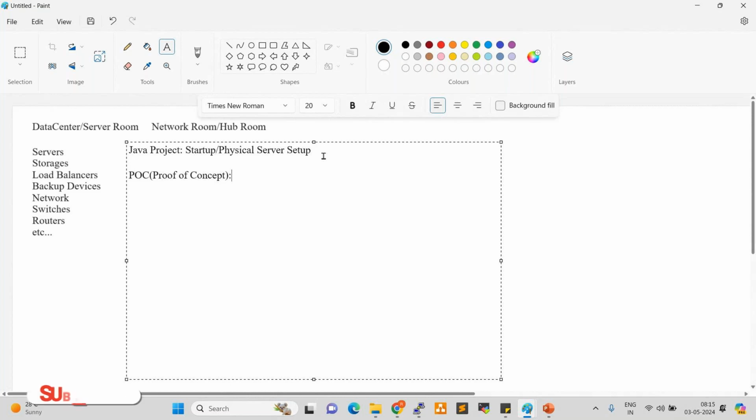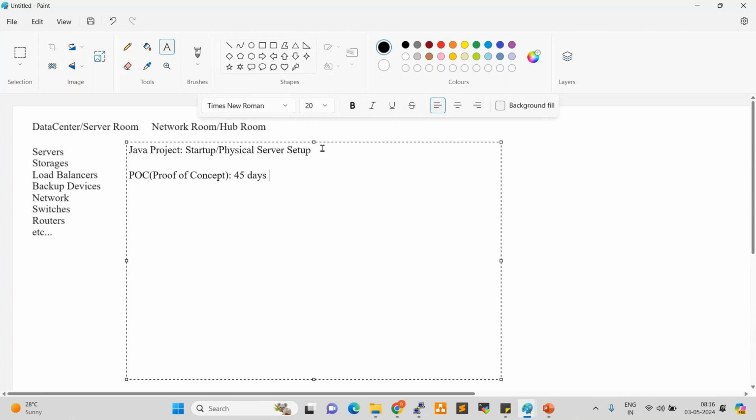Same way, when you want to get the real project from a client, first we need to prepare one sample project and showcase it to the client. If the client approves it, we'll get the real project. Otherwise, if they reject it, we don't get the project. So they ask you to prepare the POC, proof of concept, and for this POC, the client gives you a 45 days timeline.